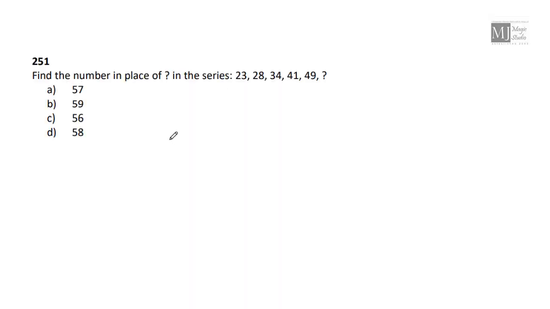251. Find the number in the place of question mark. Where is the question mark? At the end in the number series. 23, 28, 34, 41, 49, and the missing number. This series is also increasing, but we can see that increment is not in double or triple fashion.